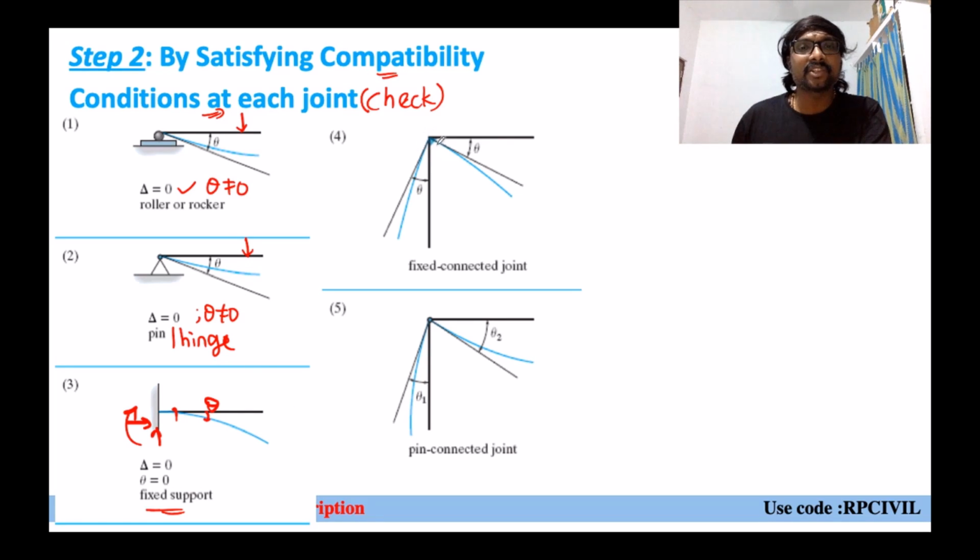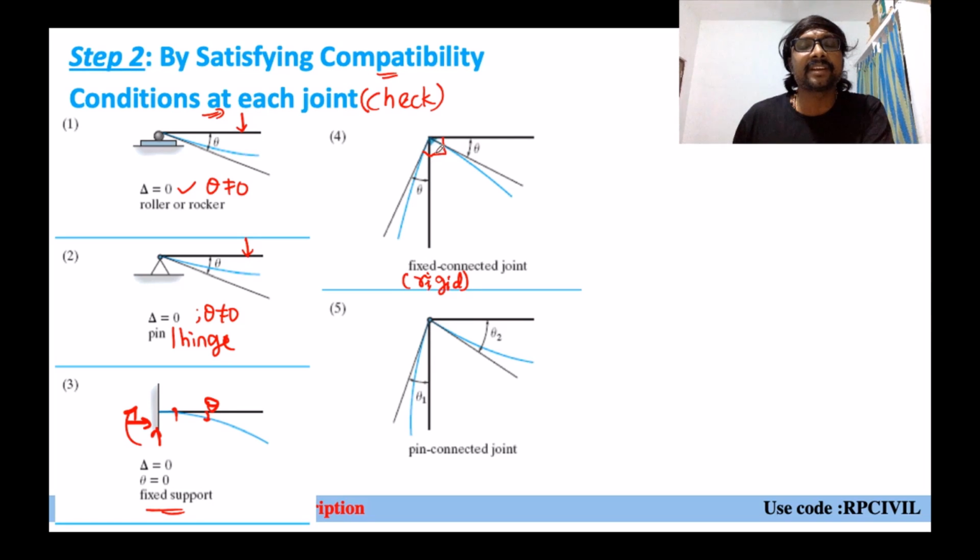And if you consider the joints, what are the two types of joints we are having? One is rigid connection joint or fixed connection joint. The other one is pin connection joint. If you consider this rigid connection, what is the meaning of a rigid connected joint? Rigid connection means the angle between the members before loading will be the same after loading also.